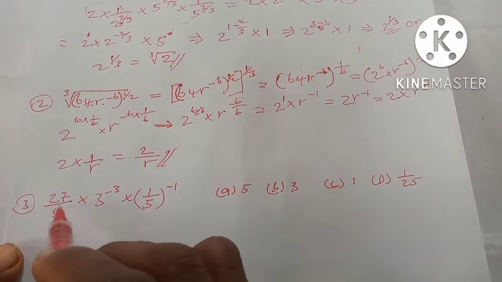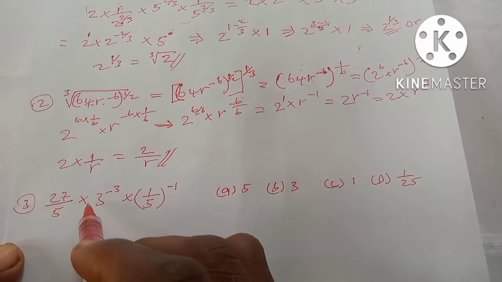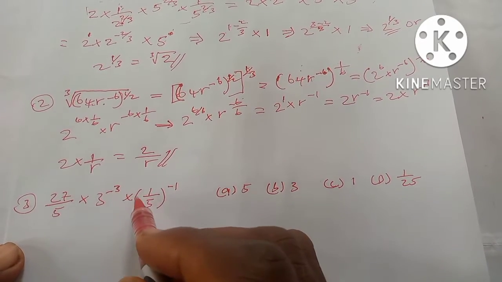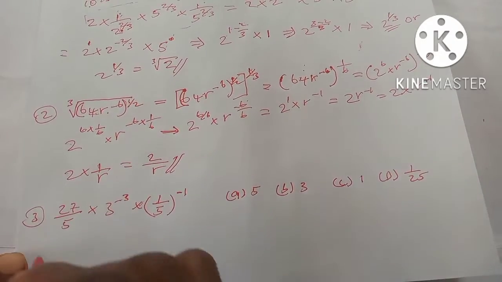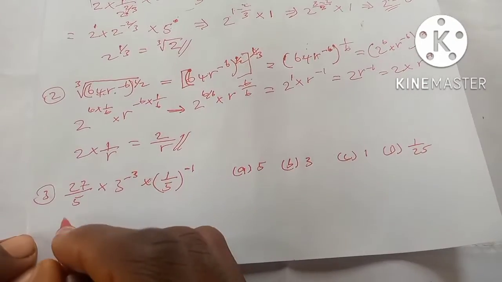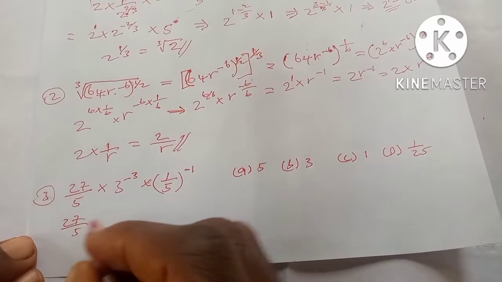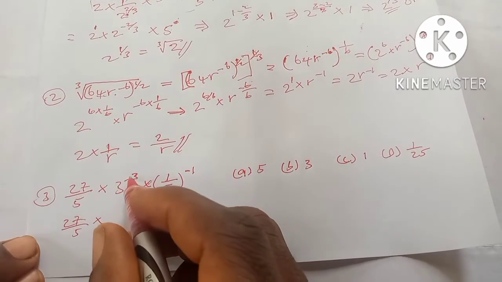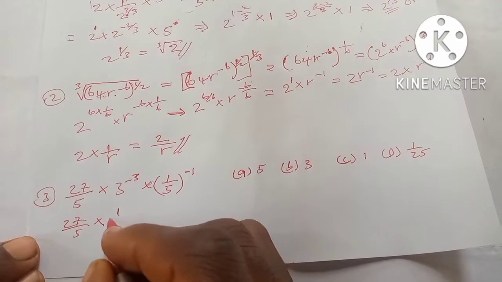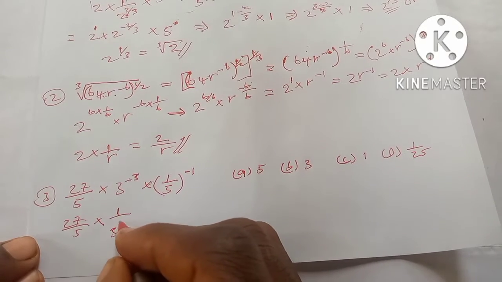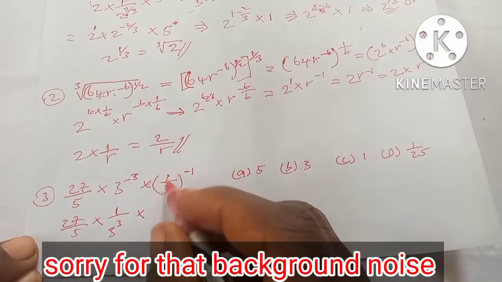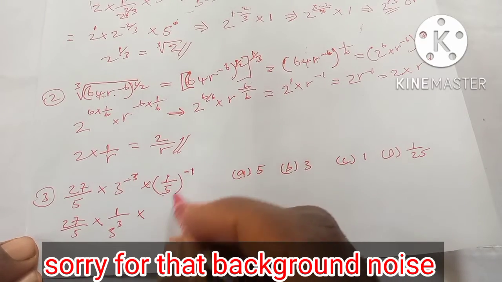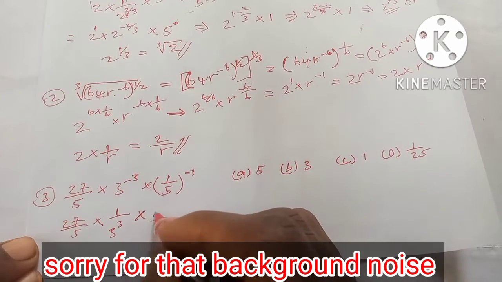So let's solve this third question. We have 27 over 5 multiplied by 3 to the power negative 3 multiplied by 1 over 5 to the power negative 1. So let's start. We have 27 over 5 multiplied by, remember 3 to the power negative 3 can be written as 1 over 3 to the power 3. Then multiplied by, and then this 1 over 5 to negative 1 is simply equal to 5.